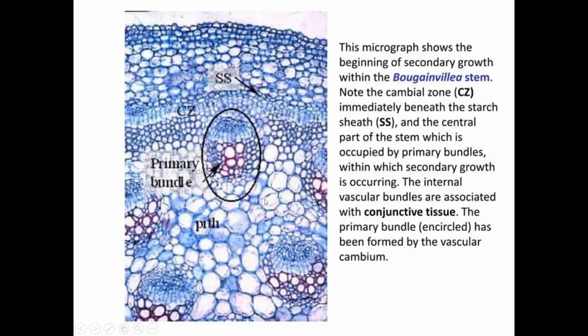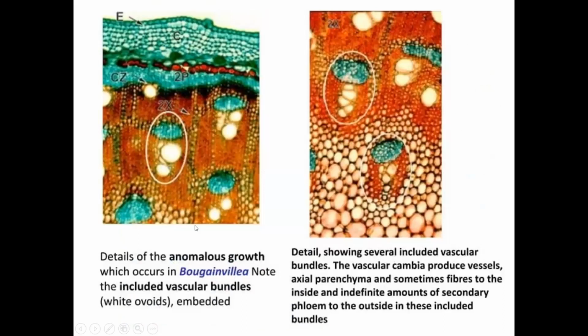So internal vascular bundles are associated with the conjunctive tissue. The primary bundle has been formed by the vascular cambium. So here this primary bundle is formed by the vascular cambium. So these are the diagrammatic diagrams of this anomalous secondary growth.